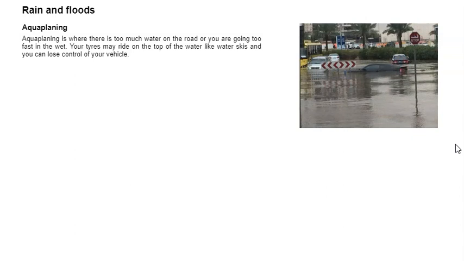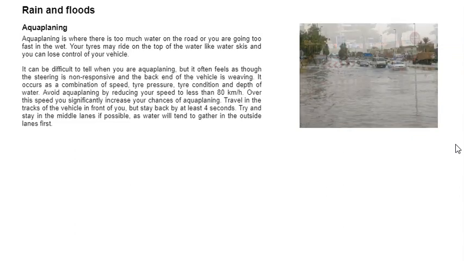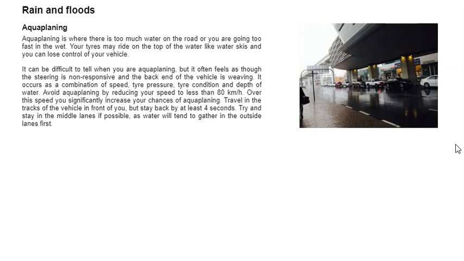Aquaplaning. Aquaplaning is where there is too much water on the road or you are going too fast in the wet. Your tires may ride on the top of the water like water skis and you can lose control of your vehicle. It can be difficult to tell when you are aquaplaning, but it often feels as though the steering is non-responsive and the back end of the vehicle is weaving. It occurs as a combination of speed, tire pressure, tire condition and depth of water.